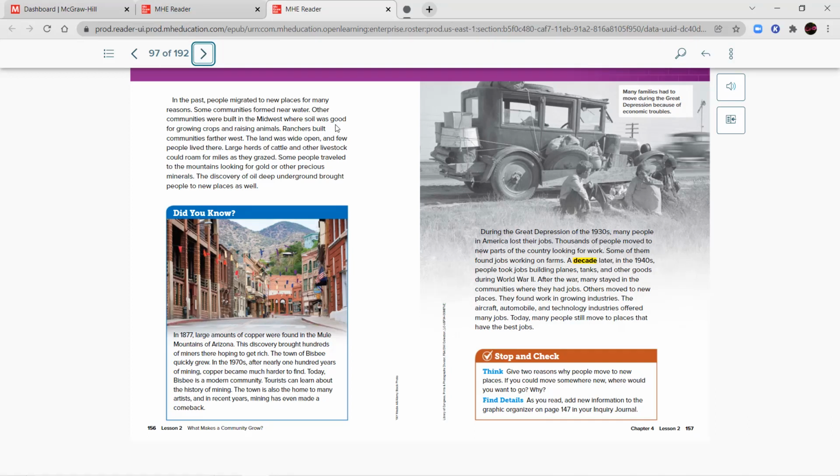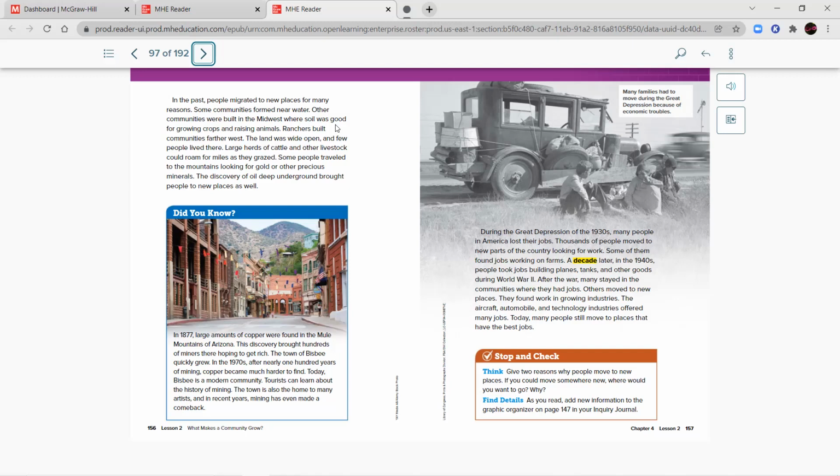Did you know? In 1877, large amounts of copper were found near the Mule Mountains of Arizona. The discovery brought hundreds of miners that were hoping to get rich. The town of Bisbee quickly grew. In the 1970s, after nearly 100 years of mining, copper became much harder to find. Today, Bisbee is a modern community.